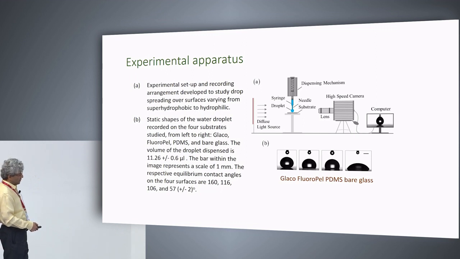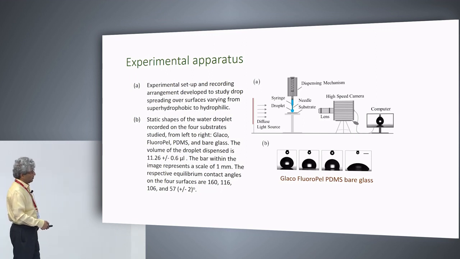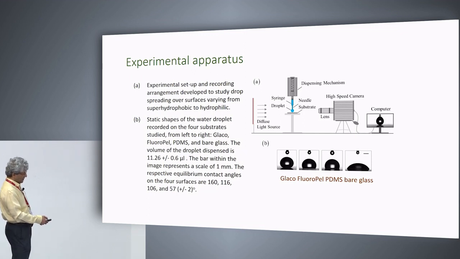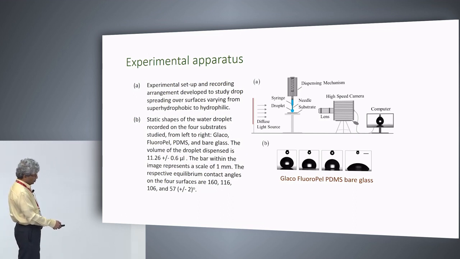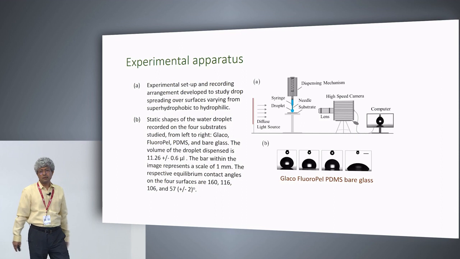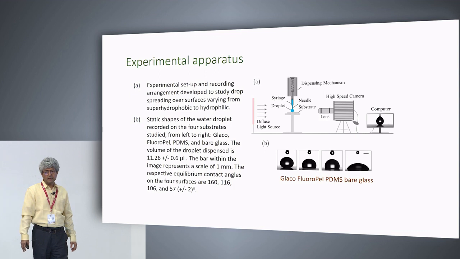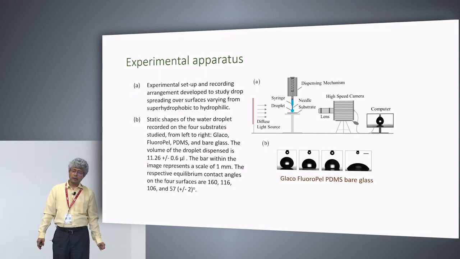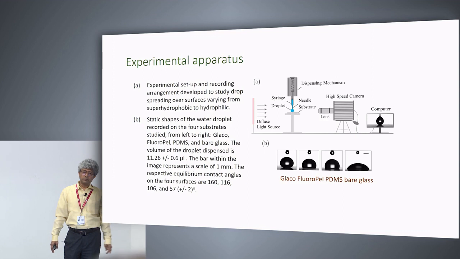We have set up experiments. Just to test the contact angle model, we tried out surfaces with coatings, glaco, fluoropel, and then we also did PDMS and bare glass. But I'll essentially compare glaco and PDMS. There are two extremes: glaco being super hydrophobic with low hysteresis, and PDMS being hydrophobic but sticky with high hysteresis.